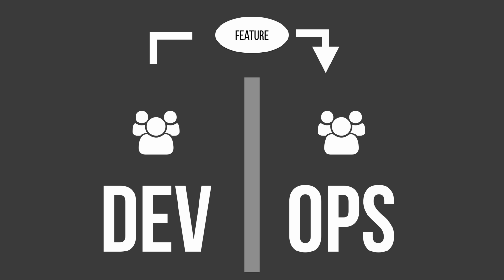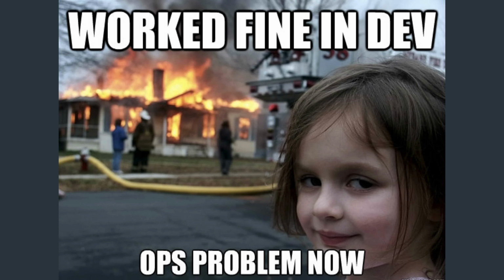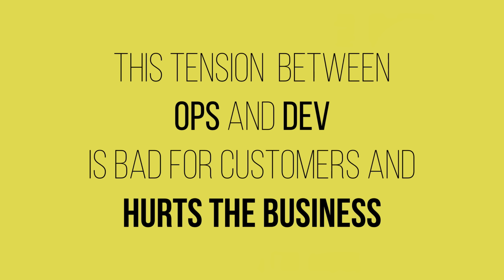So there's a real tension in the sense that dev would develop a new feature and give it to ops, and dev would like to see that feature in production. For ops, it's kind of a pain in the butt because it's something new that they have to support. And it leads to all sorts of problems. So for example, this little girl here says, worked fine in dev, ops problem now, right? I got it working in my environment. This new awesome feature works on my laptop. I don't understand why you can't get it to work on your servers. And this creates a huge tension. And that tension between ops and dev is bad for customers, and it ultimately hurts the business.